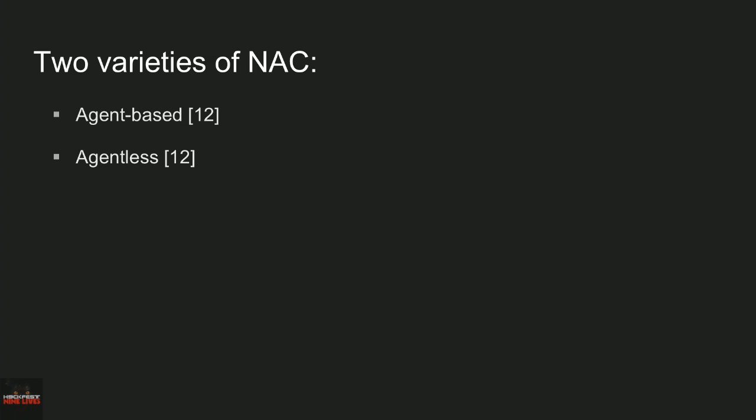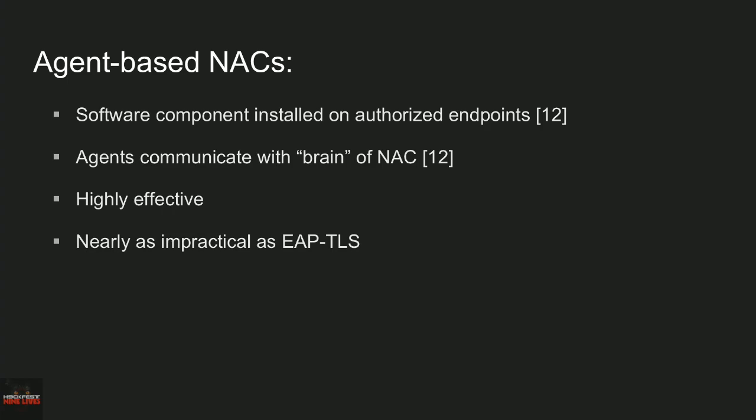This is why we're using a NAC. But anyways, traditionally we have two varieties of NAC. We have agent-based NACs and agentless NACs. Agent-based NACs essentially work by having a software component installed on every single authorized endpoint on the network. The software component communicates with the centralized brain of the NAC, the controller, and by doing this, it's able to report back information about the internals of these devices. This is actually really effective. Unfortunately, you're also in another situation where you have to deploy something on every single device on your network. And this is kind of back to square one because it's nearly as impractical as EAP-TLS.